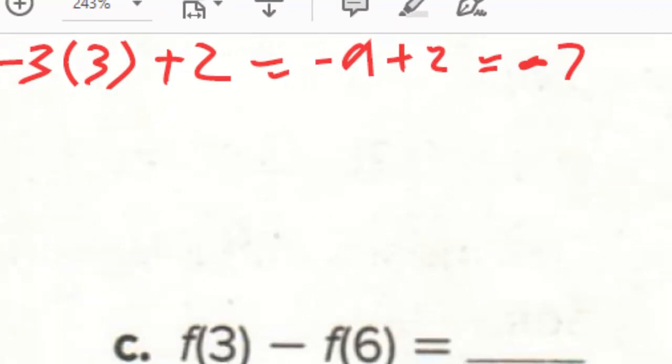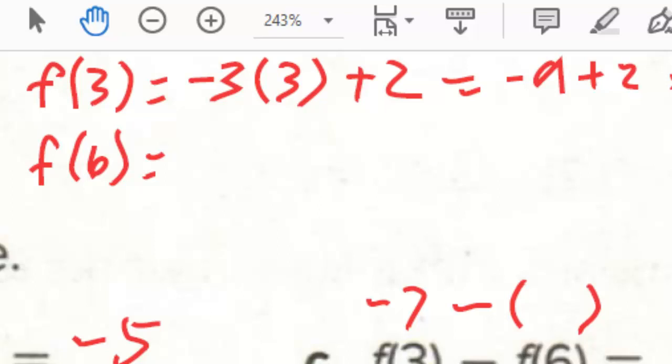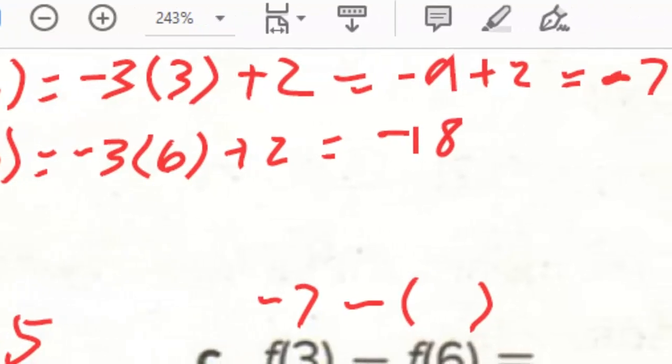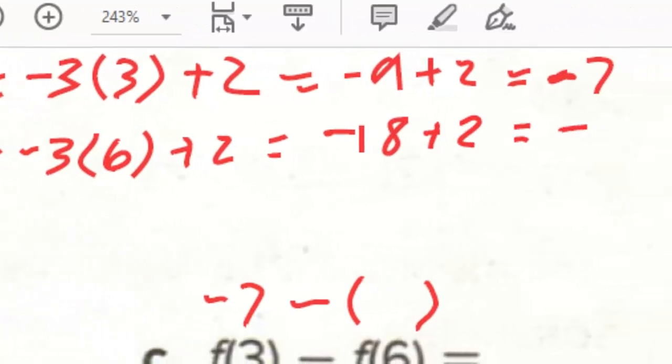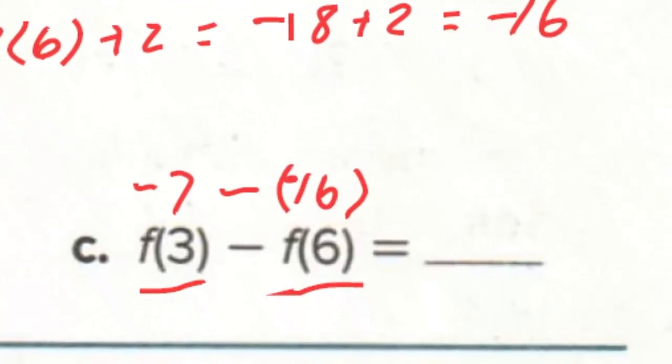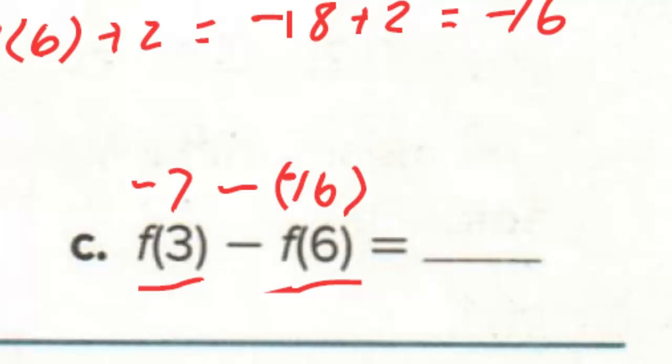So this value right here is negative 7. So f of 3 is negative 7. I got to subtract from that the value of f of 6. So I got to calculate f of 6. So f of 6 is going to be negative 3, and in place of x, we're going to put 6 plus 2. The first one's going to give me negative 18 plus 2, which is going to give me negative 16. So f of 6 is negative, don't forget the negative sign, negative 16. And negative 7 minus a negative 16 is going to give us a positive 9.